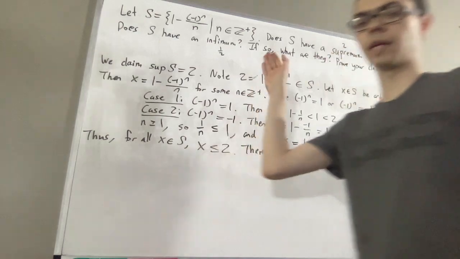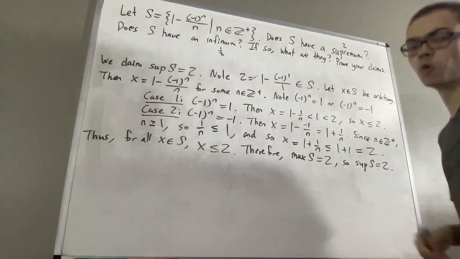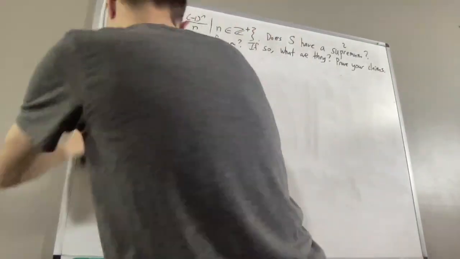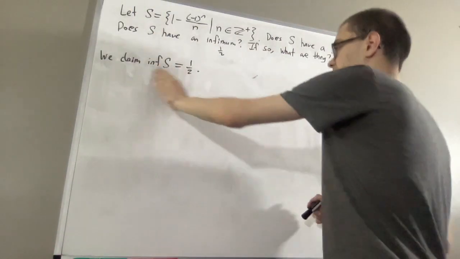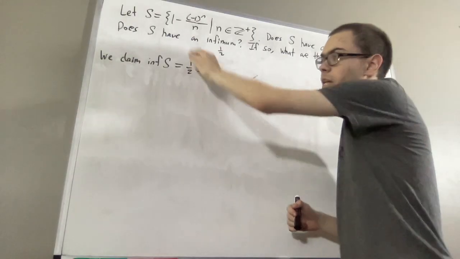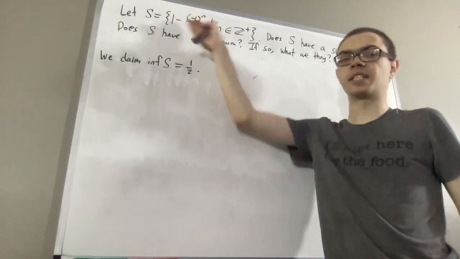Now let's prove our claim about the infimum. And just so I have enough room, I'm going to move back up to the top. So to show the infimum of S is equal to 1/2, we're going to show that 1/2 is the smallest element of S. First off, we need to show that 1/2 is an element of S itself.